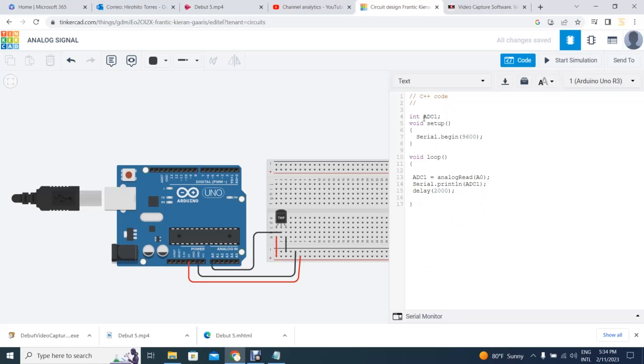So basically, let's go through this code once more. I set a variable that is called ADC1 for saving the value that I'm reading directly from the analog pin.